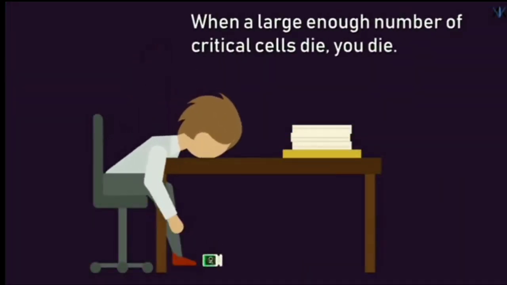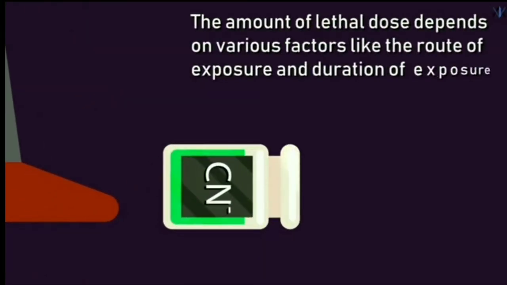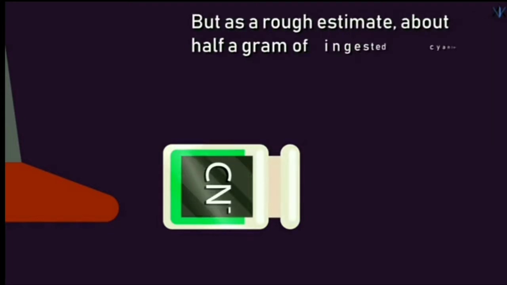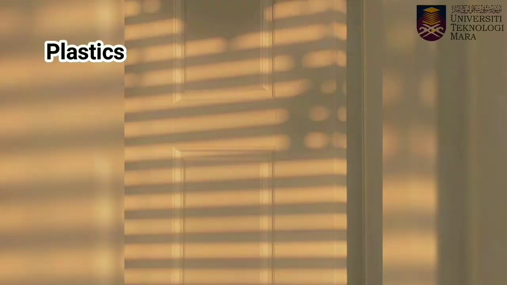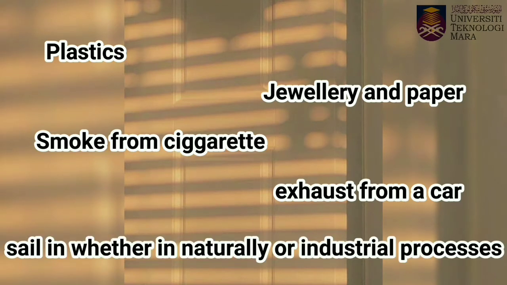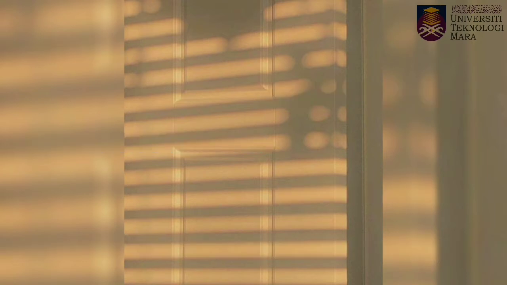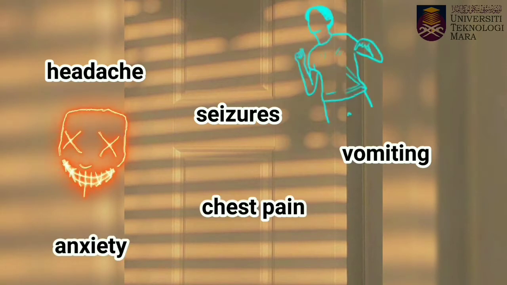Based on what I know about cyanide poisoning, it is a condition which occurs if you inhale, touch or ingest cyanide. It is a poisonous chemical gas that can prevent your body from absorbing oxygen. Cyanide can be found in factories that make plastics, jewelry and paper, in smoke from cigarettes or exhaust from a car, and in nature or from industrial processes. There are a few cyanide poisoning symptoms such as headache, seizures, vomiting, chest pain, anxiety, and so on.